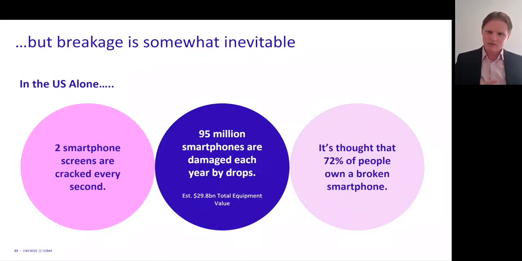And again, another compelling stat we have here is that 72% of people own a broken smartphone. Why is that? Is it because people can't access repair solutions? Is it because they can't afford them? What is it? We're really trying to crack that niche so that we can break into that segment and add value to those broken devices.